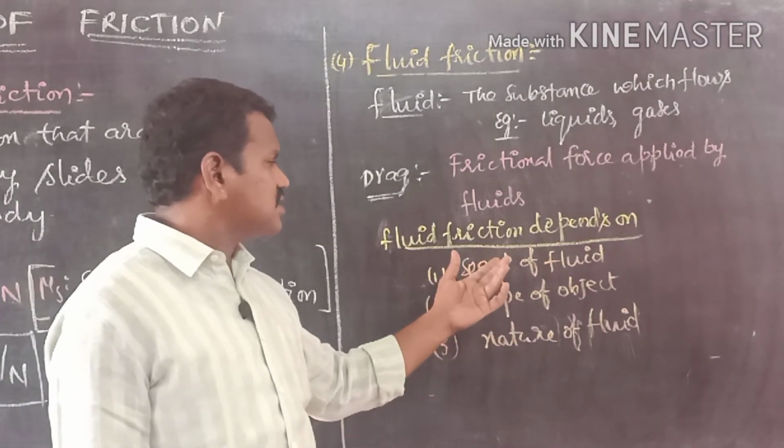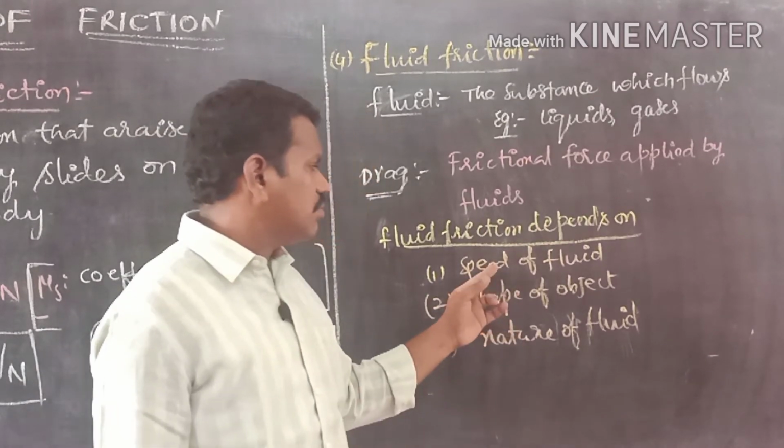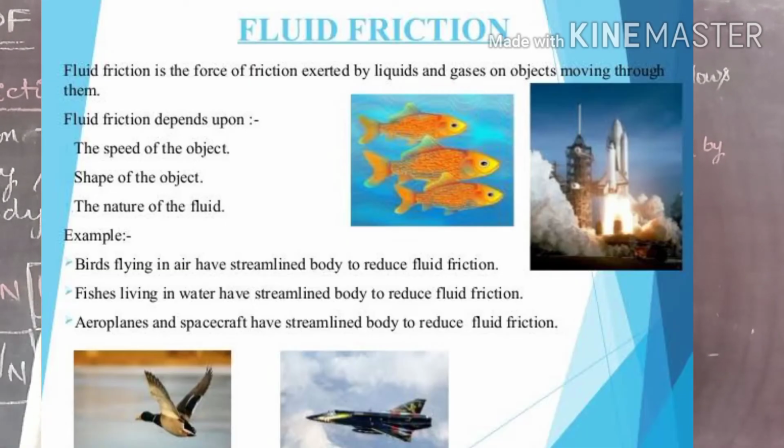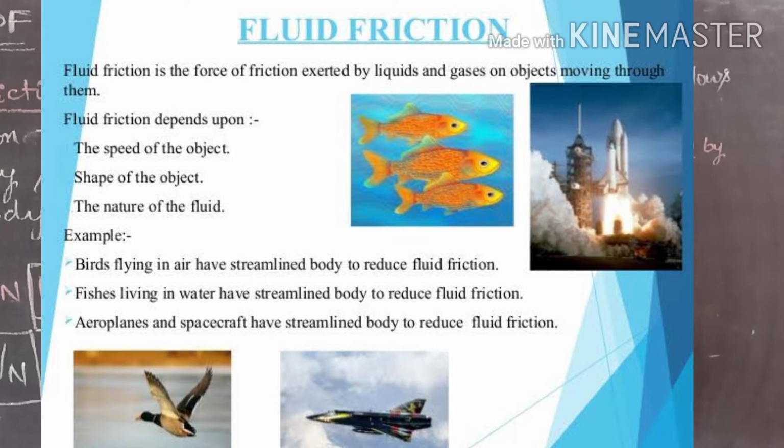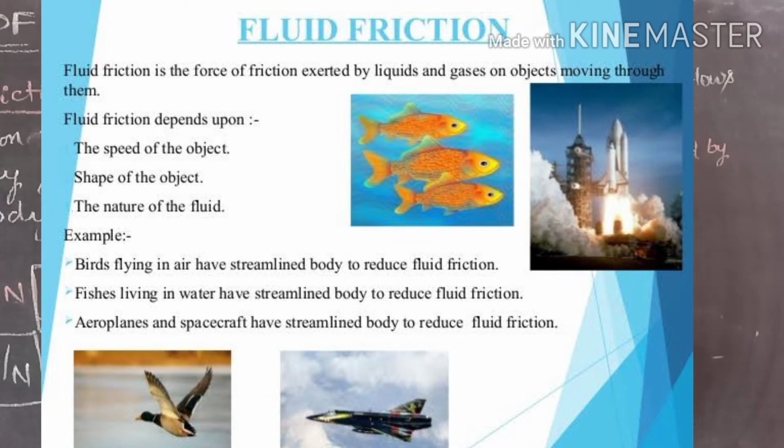Now, what are the factors that fluid friction depends on? Number one, speed of the fluid. For example, you are swimming in a river. The river is flowing very fast, which means a flood. You are swimming in a flood, or you are swimming in stagnant water. In which case will the frictional force be more? Whenever you are swimming in the flood. Why? Because a flood is a large amount of water. If the speed of the fluid is more, the frictional force is also more. If the speed is less, the frictional force is also less.